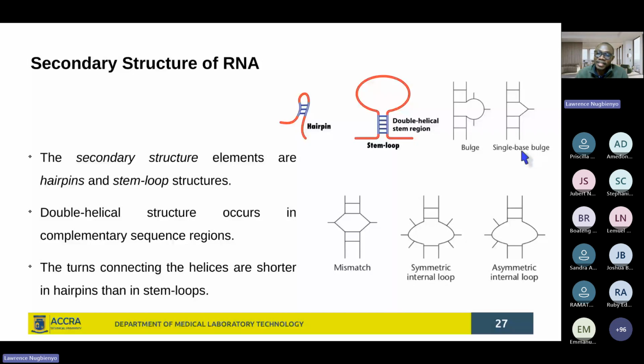So when you look at what we referred to as a bulge before that, you can call this a multi-base bulge, because you have more than one base bulging out. But here you have only one base that is not binding to any complementary base opposite it, and it's called a single base bulge. You have another one that we are referring to as a mismatch.